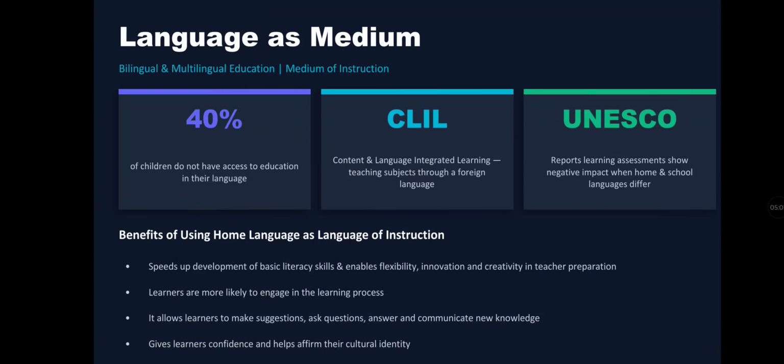Language as a medium, bilingual and multilingual education, medium of instruction. 40% of children do not have access to education in the language they speak. CLIL, content and language integrated learning, is teaching subjects through a foreign language. UNESCO reports learning assessments show a negative impact when home and school language differ. So the benefits of using home language as the language of instruction: it speeds up development of basic literacy skills and enables flexibility, innovation and creativity in teacher preparation.